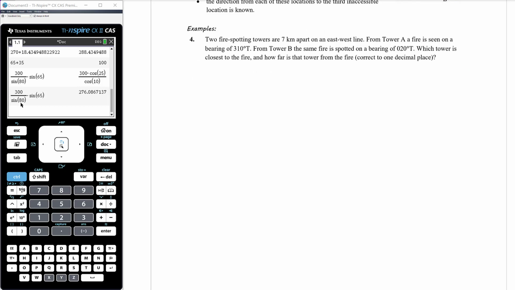So two fire spotting towers are 7 kilometres apart on an east-west line. Okay, so east-west, two fire spotting towers, Tower A and Tower B. Well, actually, we're not sure which one's which. For now, Tower A and Tower B, they are 7 kilometres apart.